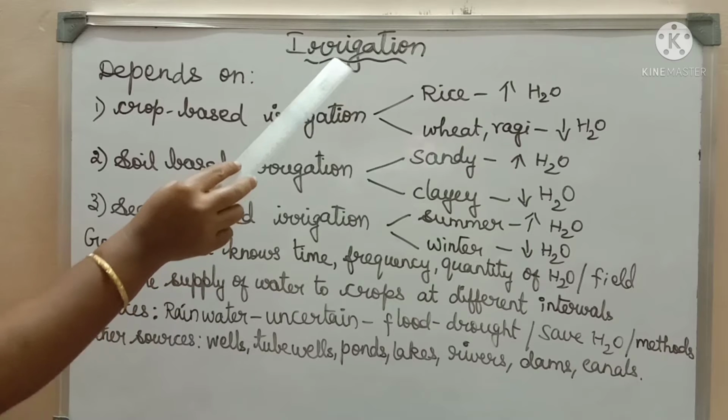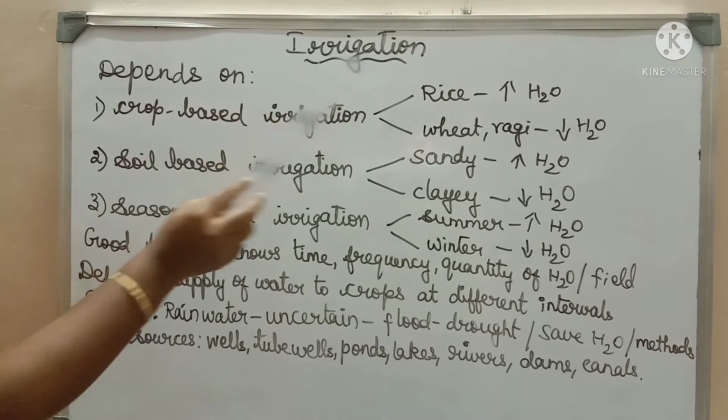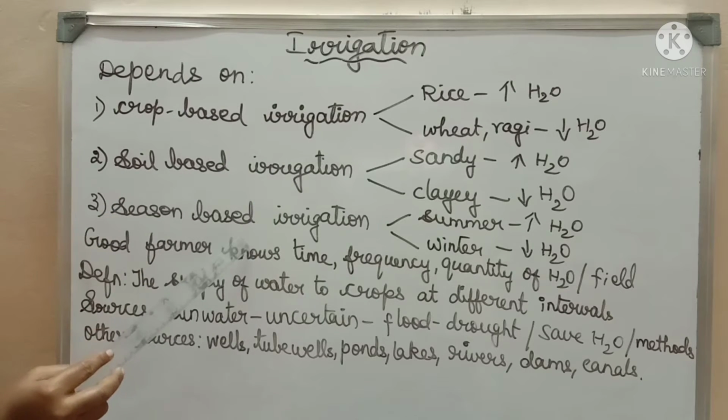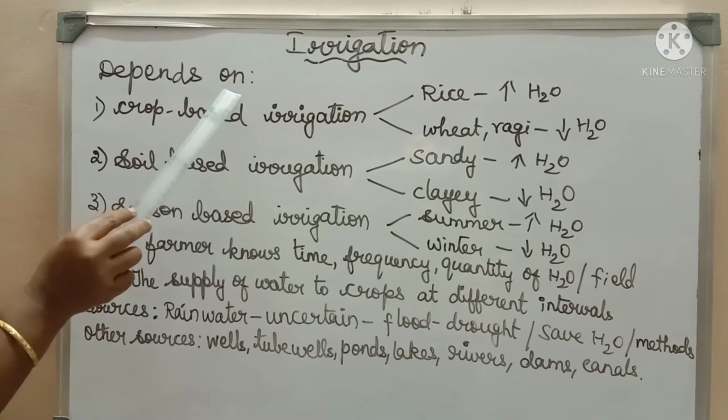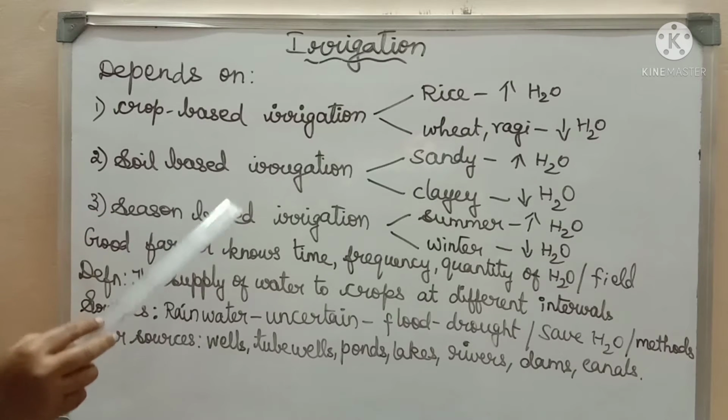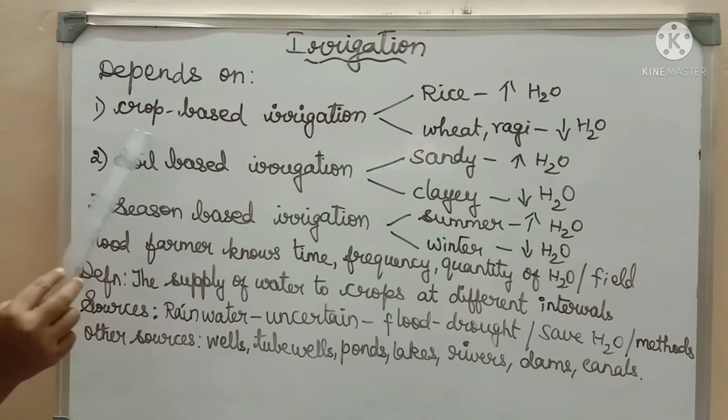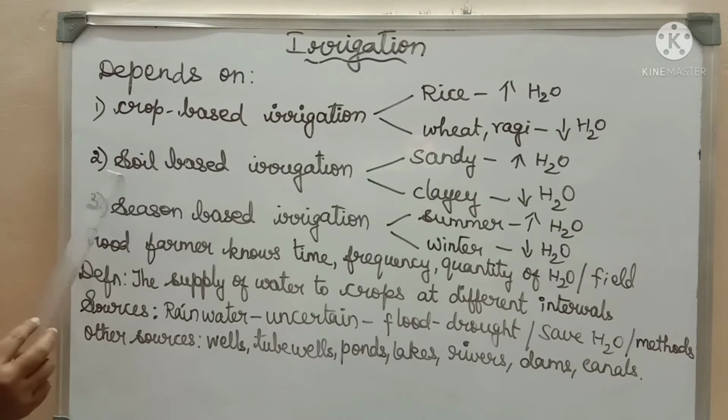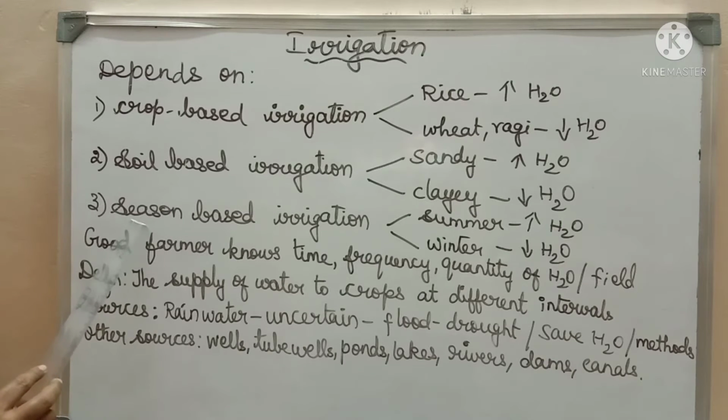Now, the irrigation process depends on three main factors. That is, watering the farm depends on three main factors. First is the type of crop which is planted in the farm. Second is the nature of the soil that is present in the farm. Third one is the season that is prevailing in the particular area.